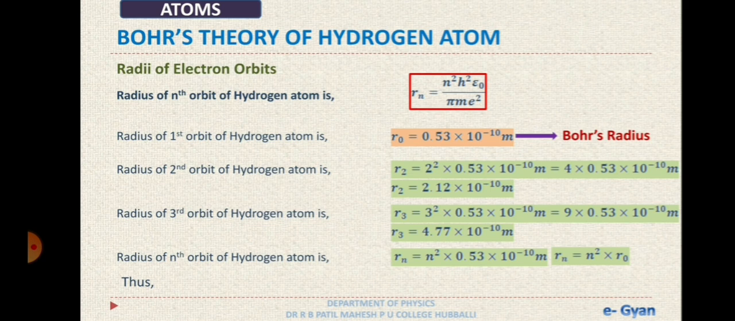Thus, the radius of the nth orbit of the hydrogen atom is proportional to the square of the principal quantum number, or the number of the orbit. So as the number of the orbit or principal quantum number increases, the radius of the orbit also increases as a function of its square. So as we move away from the nucleus, the spacing between two consecutive orbits goes on increasing rapidly.